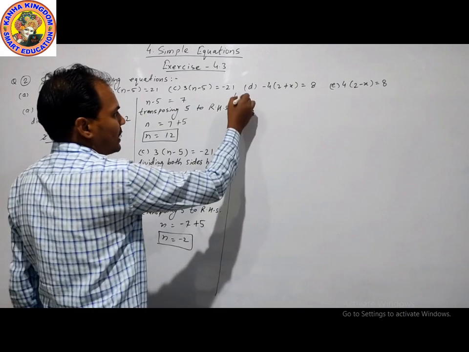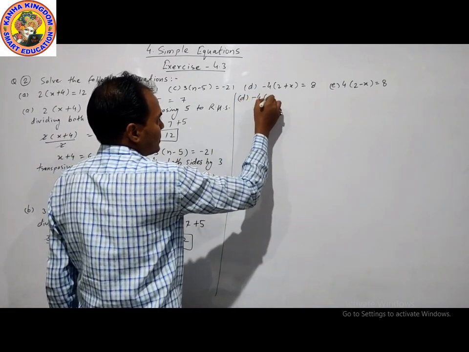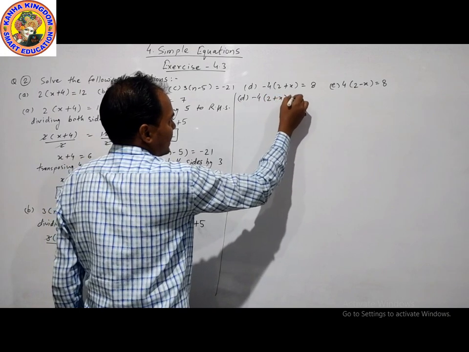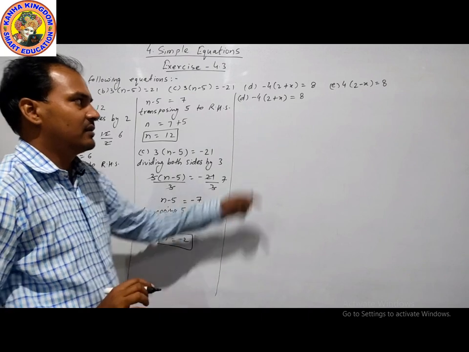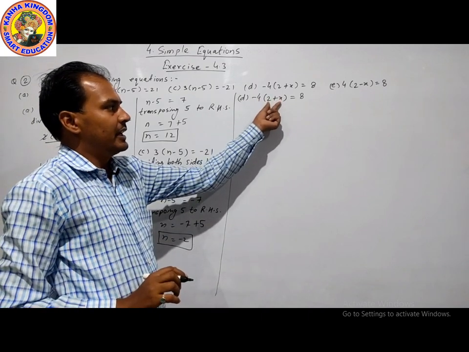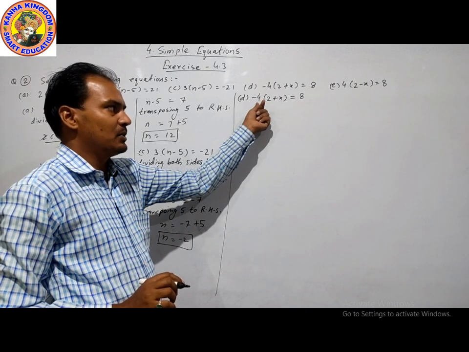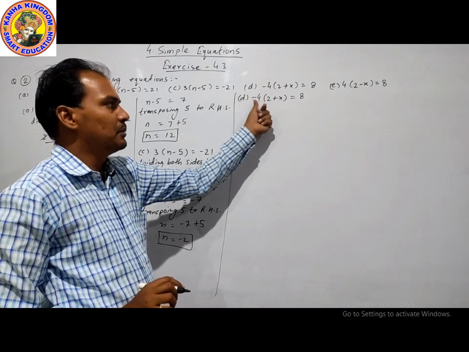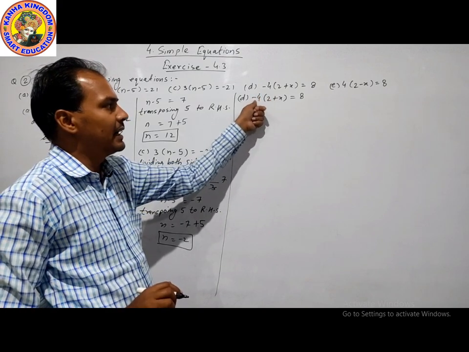Now attending part D. -4(2 + x) = 8. This is our solution equation. Here is a bracket which is multiplied by minus 4. So we will divide by minus 4.